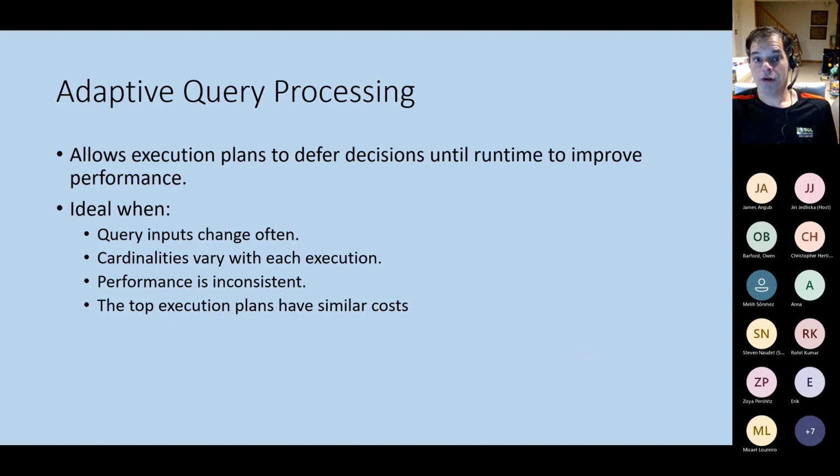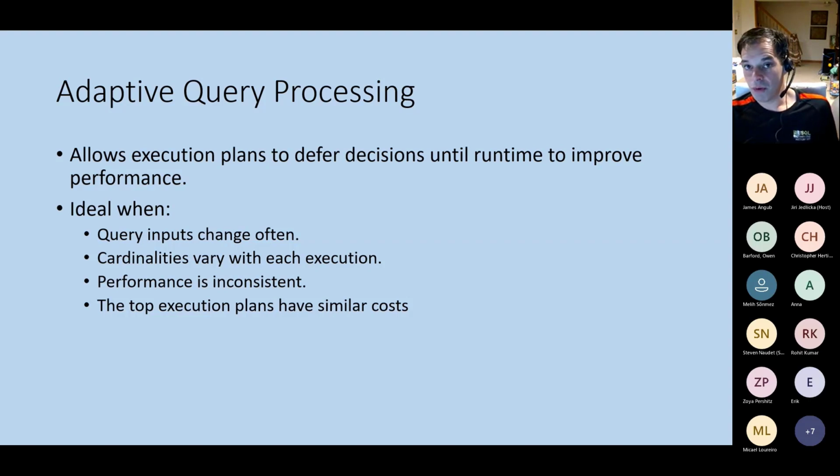There's a presentation on this earlier already. Adaptive query processing is a key piece of intelligent query processing. This allows SQL Server to make decision points, insert them into the plan, and then when more information is available later on, you make those decisions based on it.